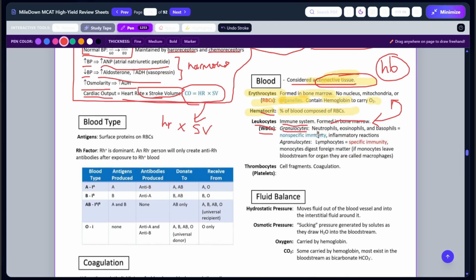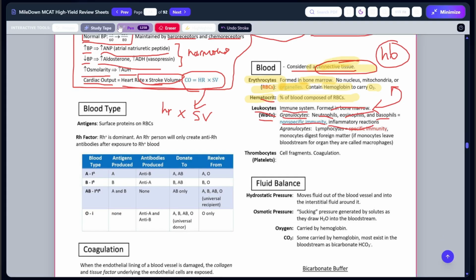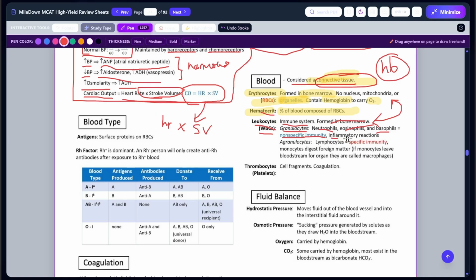Granulocytes are types of them, and the different types of granulocytes include neutrophils, eosinophils, basophils, and they have control over non-specific immunity, meaning a general immune response to something like a paper cut, an inflammatory reaction. So just like a paper cut, you would have a little bit of an inflammatory reaction, right? Agranulocytes include lymphocytes for specific immunity. So a specific immunity could be to a specific virus. Monocytes digest foreign matter. If monocytes leave the bloodstream for an organ, they're called macrophages. That's important.